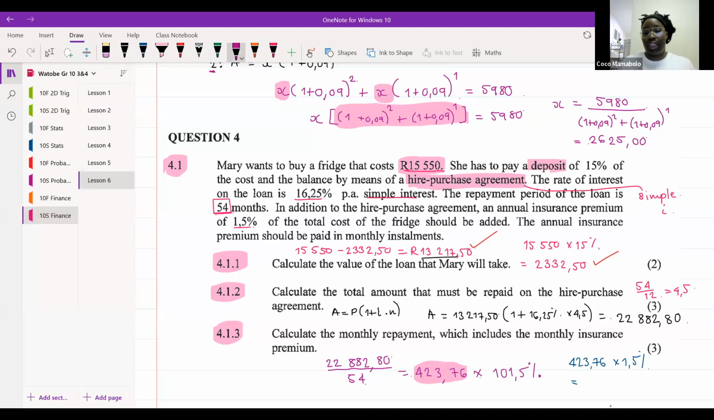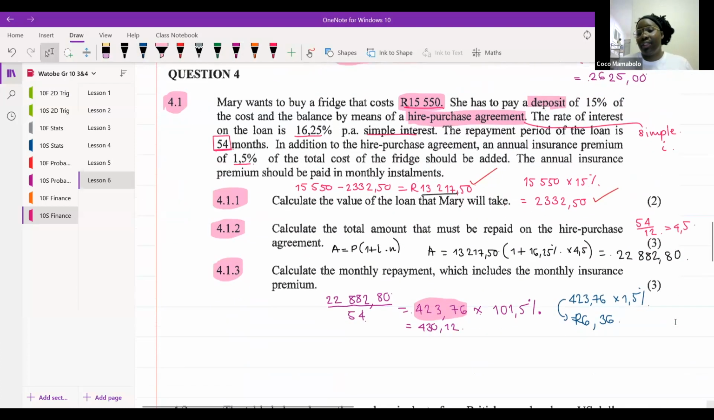Okay, my answer over here is 430 Rand and 12 cents. Now, if we calculate just 1.5% of that, I'm going to get 423.76 times 1.5 divided by 100, because 1.5% is still divided by 100. And I get 6 Rand and 36 cents. So I'm going to take my 6 Rand and 36 cents and add it to that 423 Rand and 76 cents. And the answer I should get again is 430 Rand and 12 cents.